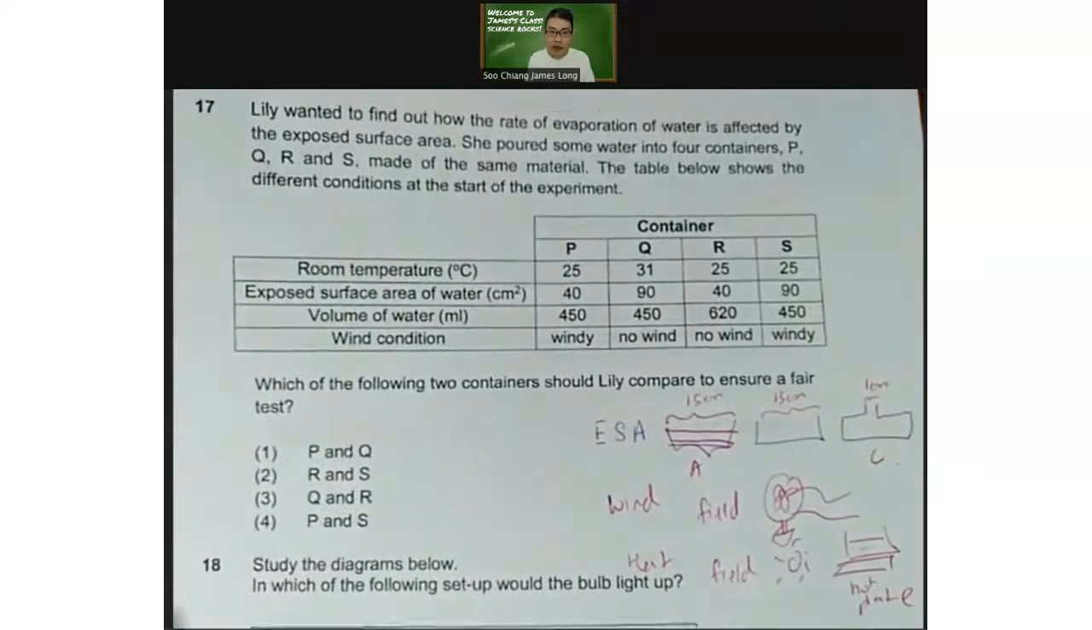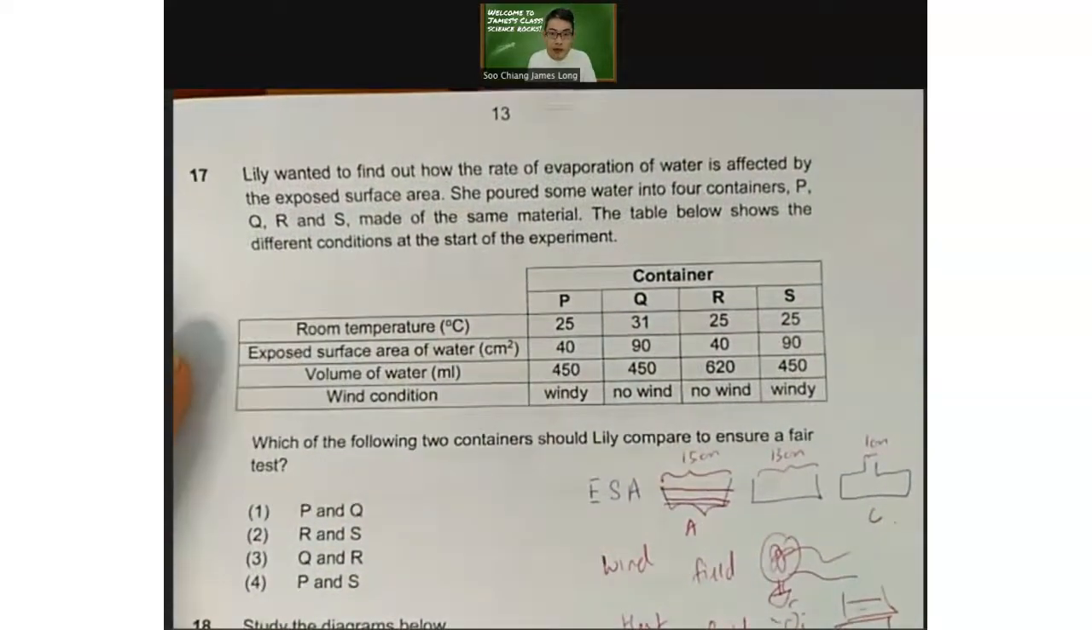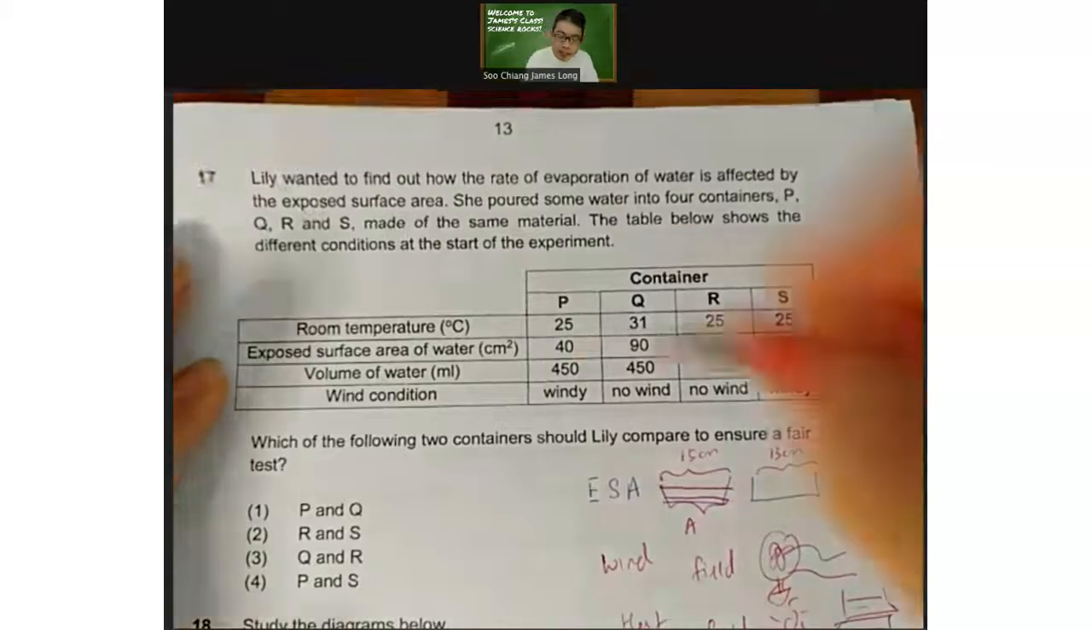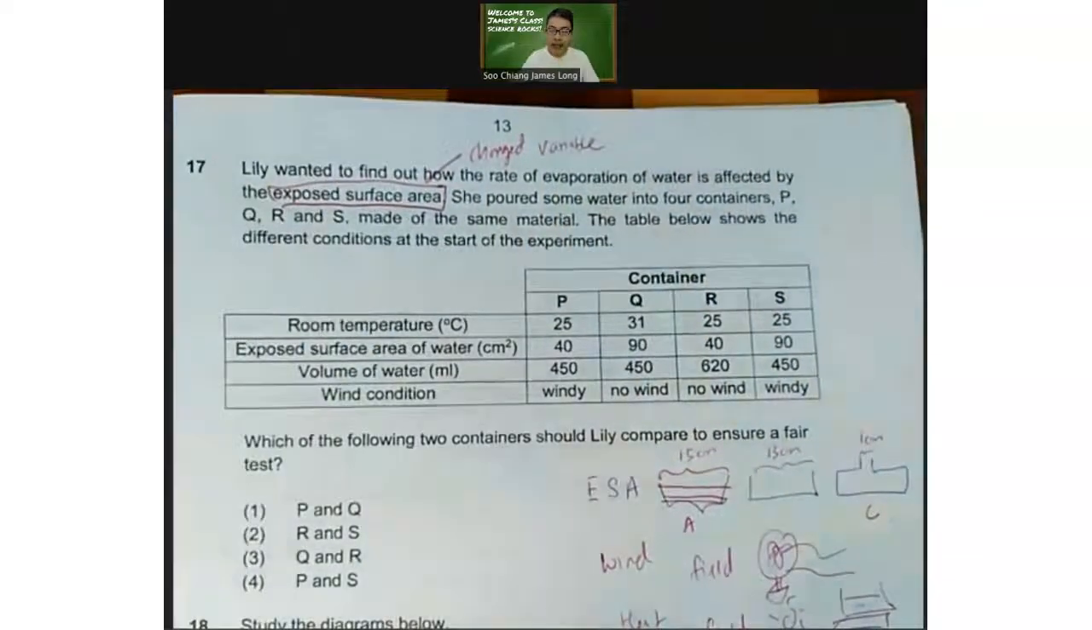Let's take a look at this. So we want to find out here, Lily wants to find out how the rate of evaporation is affected by exposed surface area. So therefore, this must be the only changed variable. If you've gotten this wrong, it also means probably your understanding of conducting an experiment is not so good.